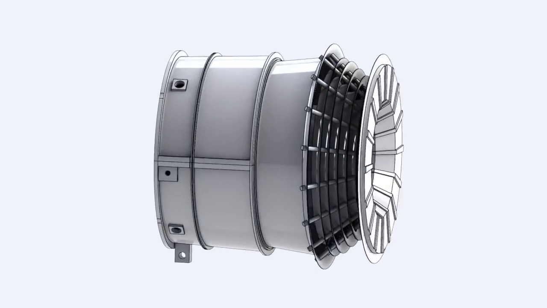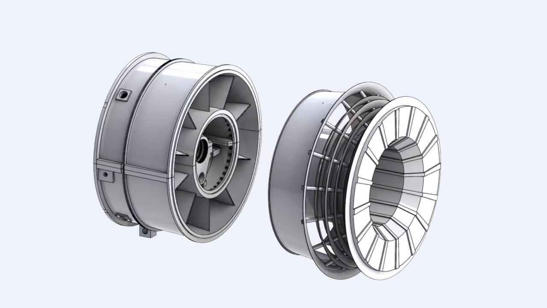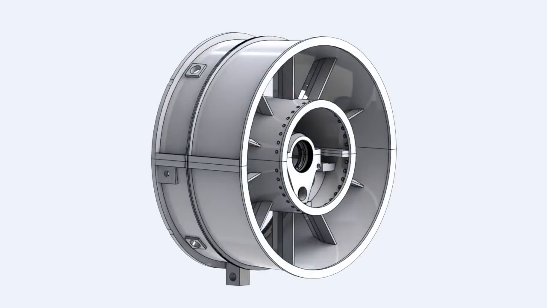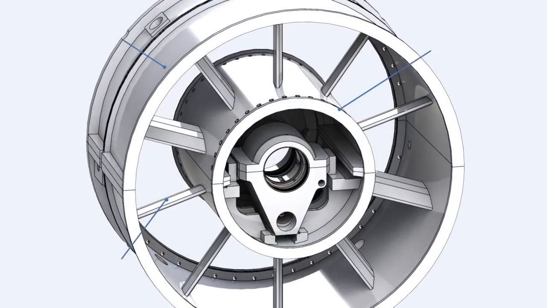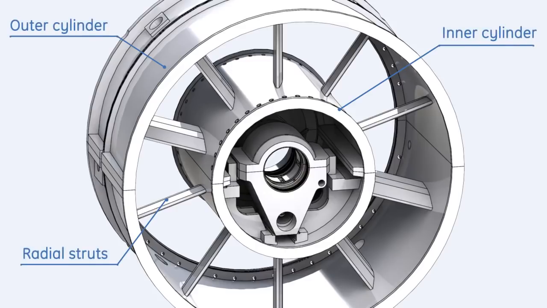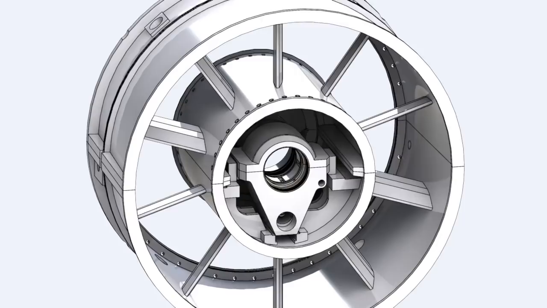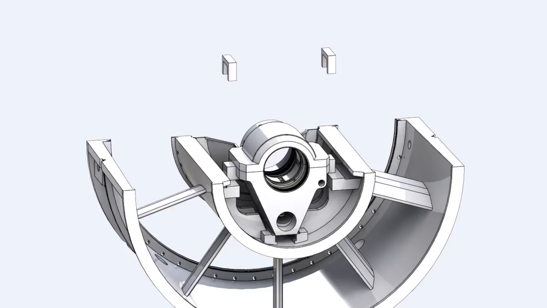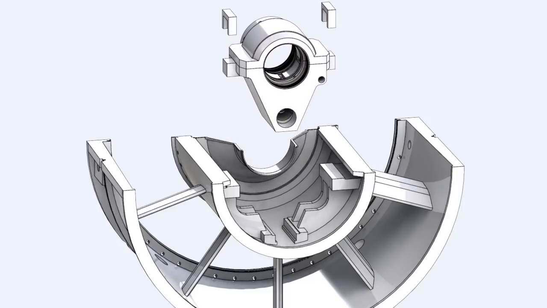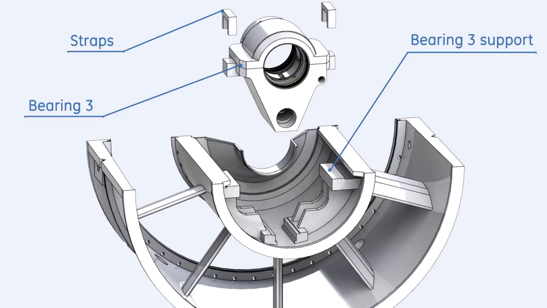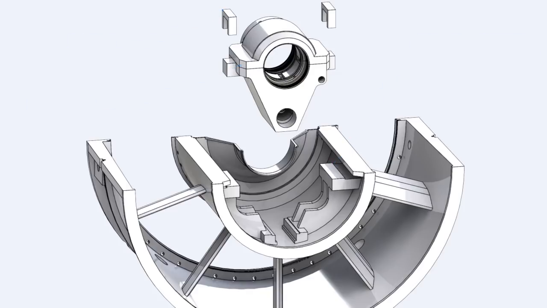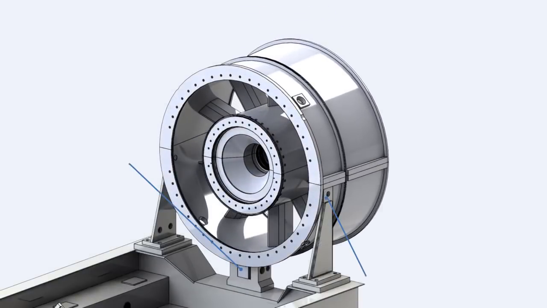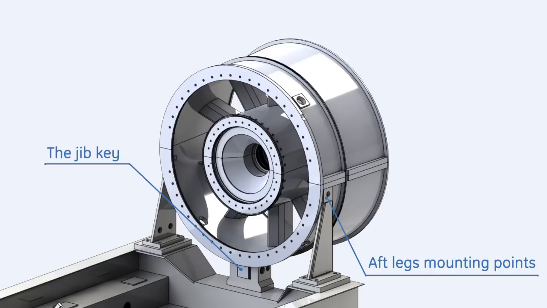The exhaust assembly consists of 2 parts, the exhaust frame and the exhaust diffuser. The exhaust frame consists of inner and outer cylinders connected together by 10 radial struts. The inner cylinder supports bearing number 3. The lower part of the outer cylinder features mounting points for the turbine aft legs and the jib key.